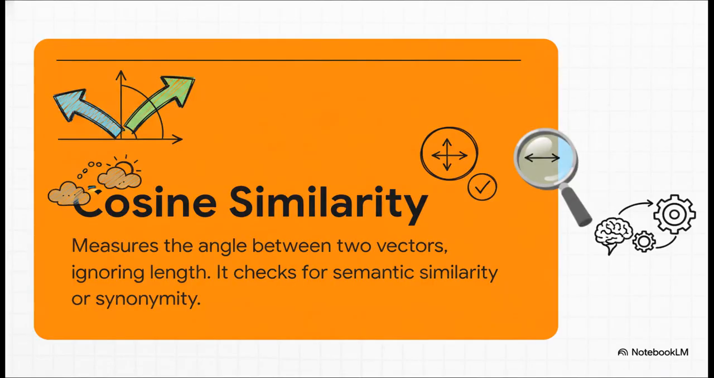Okay, so what if you don't want to add or subtract? What if you just want to know how similar two words are? For that, we use something called cosine similarity. All it does is measure the angle between two word vectors.